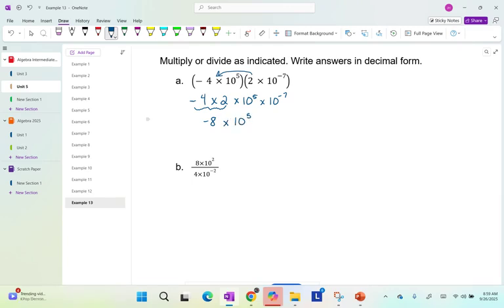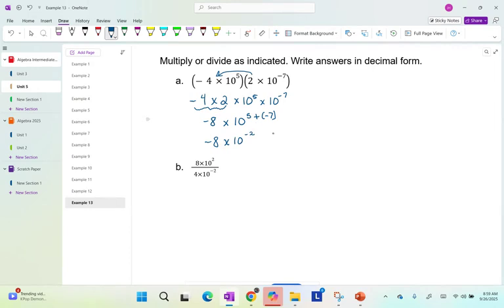And using that product property that we learned about with laws of exponents, we can add the -7 to it. So we'll simplify this out a little bit. -8 times 10, we have 5 plus -7, which is -2.